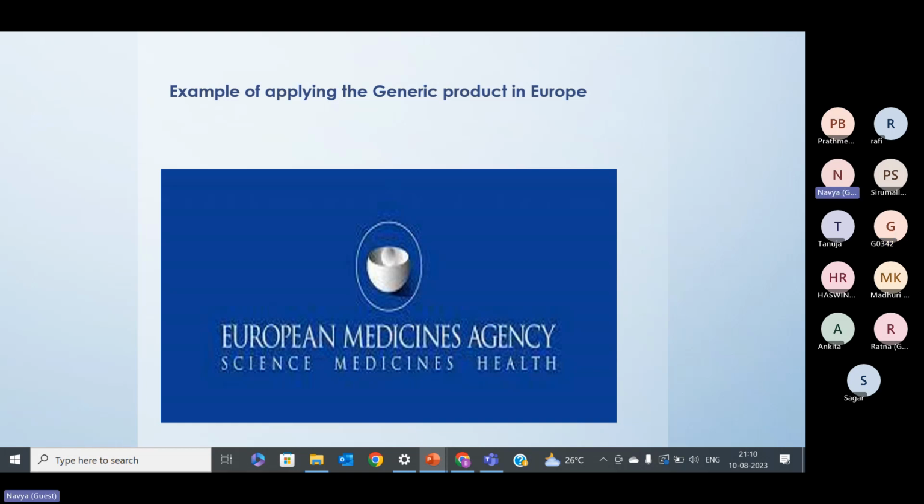Yes, once the patent of a particular product expires, its formulation becomes common to other companies, and they can formulate it, and then it becomes a generic product with the same strength or same pharmaceutical active. It is called a generic product. So now let's see how we are going to register a generic product in Europe. The European agency, the European Medicines Agency, is for the European Union.